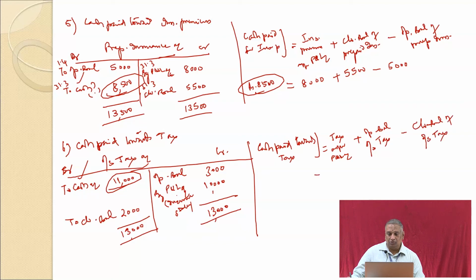So substituting values here, 10,000 is claimed as expense for the current year. Opening balance is 3,000 and closing balance is rupees 2,000. So it is going to be rupees 11,000 as your cash paid towards tax for the current year.